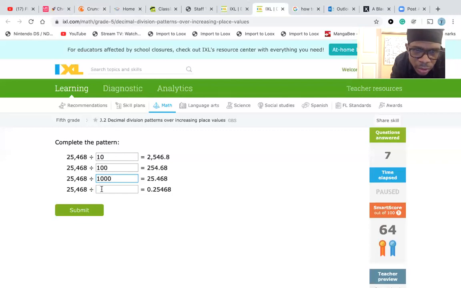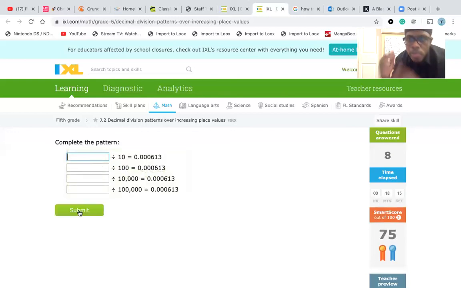And for our last one, I'm going to make a wild guess that it is 10,000, but let's check. We went from 25,468, so the decimal point was right here, and it moved 1, 2, 3, 4, 5 times. Am I correct? 1, 2, 3, 4, 5. So we need to have, boom, 5 zeros. So it actually jumped to 100,000. So yeah, instead of moving between the 5, it moved between the 2. And then we submit, and we're awesome.